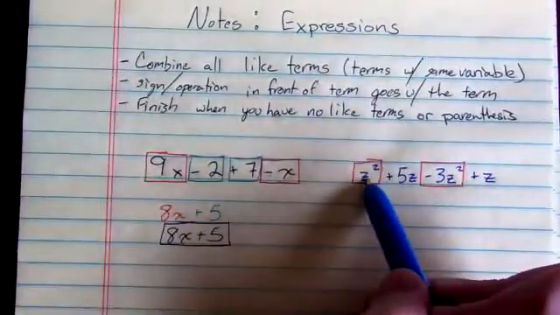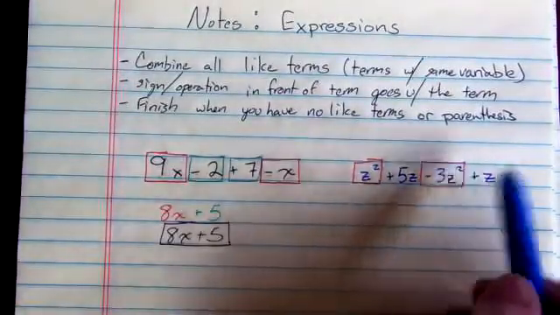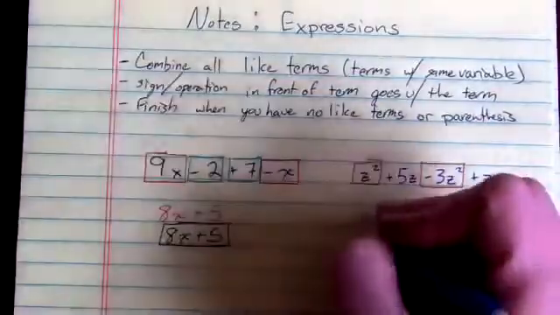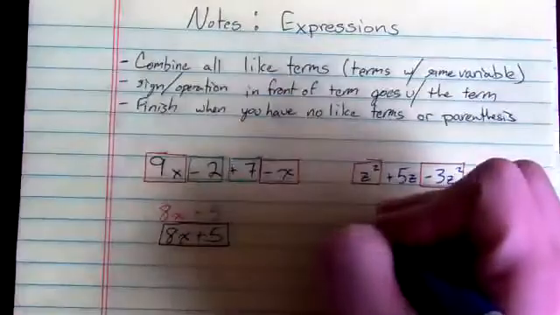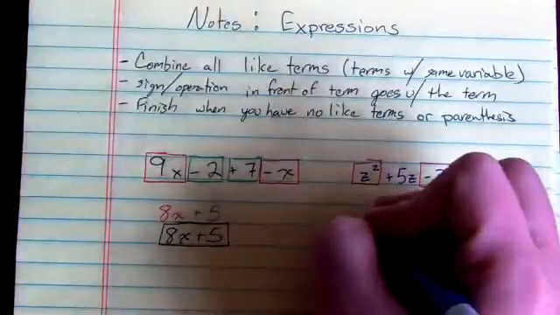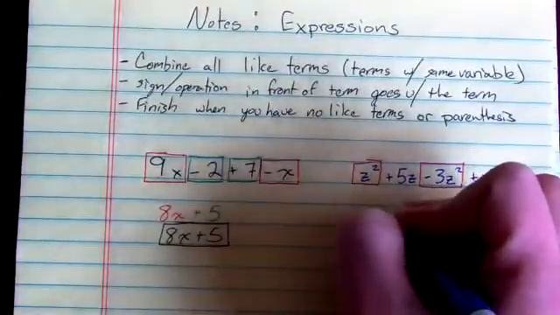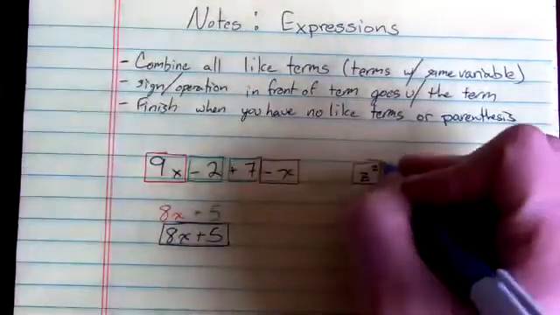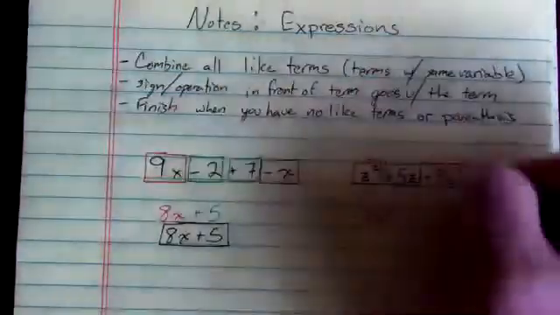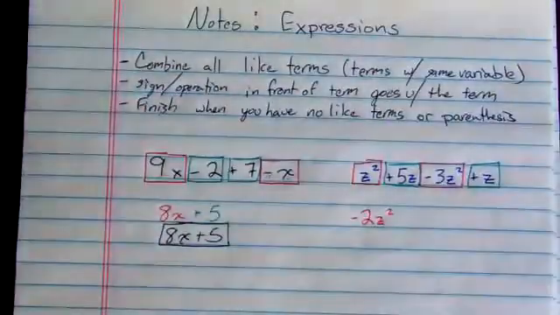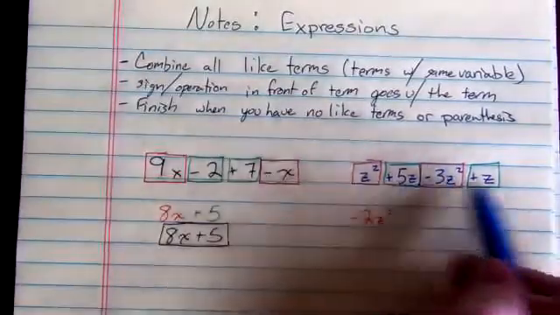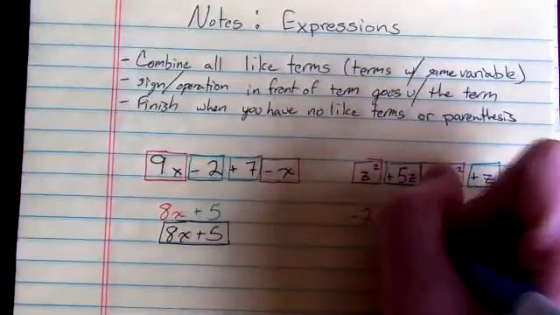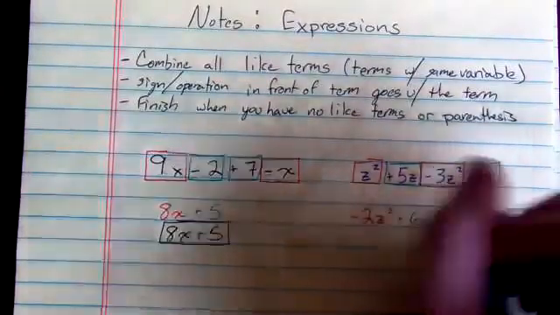So we have 1z squared minus 3z squared. Well, what is 1 minus 3? If we remember from exponents, or from integers, 1 minus 3 is a negative 2z squared. And then we have a plus 5z, and we have a plus 1z. So we have a positive 5 plus 1. 5 plus 1 is 6. So we have plus 6z.